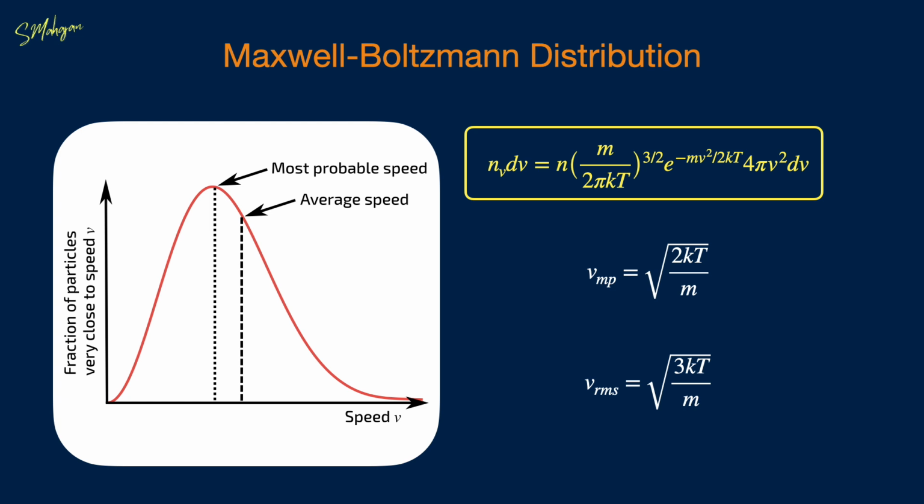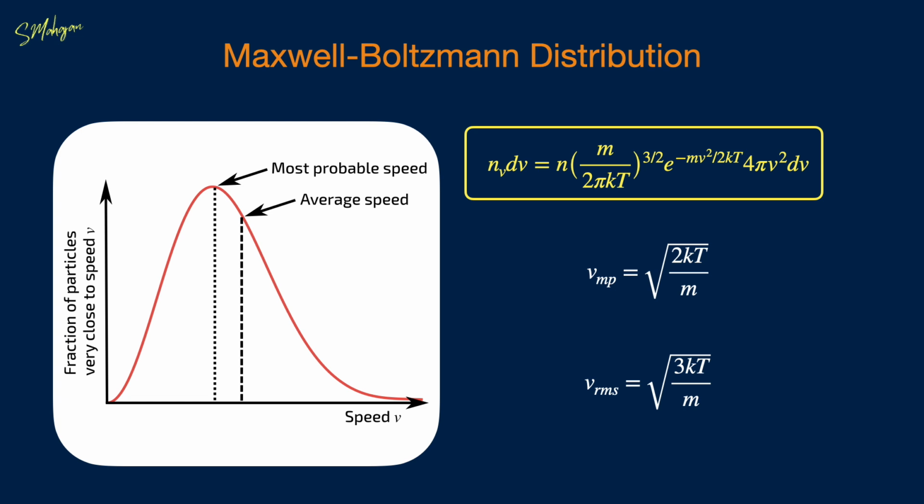The Maxwell-Boltzmann distribution, as shown here, graphically illustrates the fraction of particles per unit volume that will have velocity in the range of v and v plus dv. The Maxwell-Boltzmann distribution is described by this equation where n is the number of particles per unit volume, m is the mass of a particle, and T is the temperature of the system. k is the Boltzmann constant.